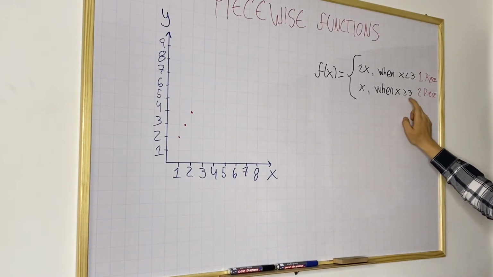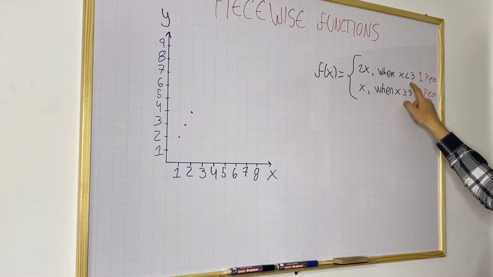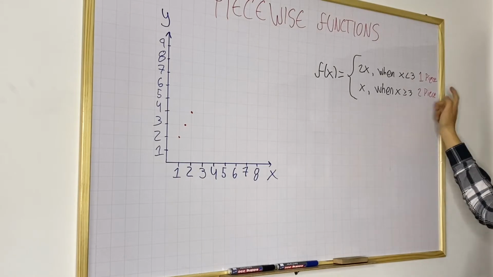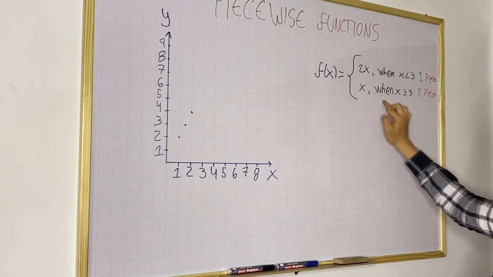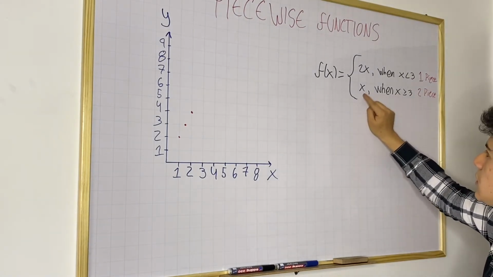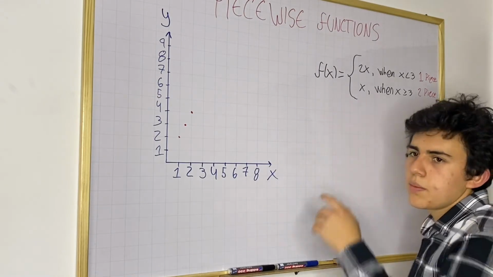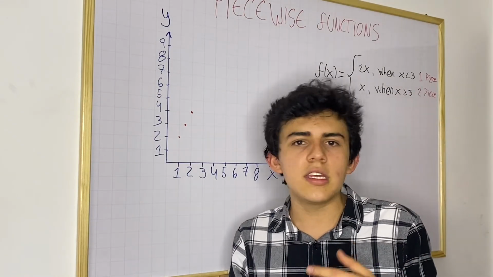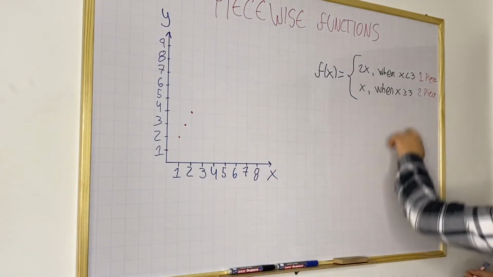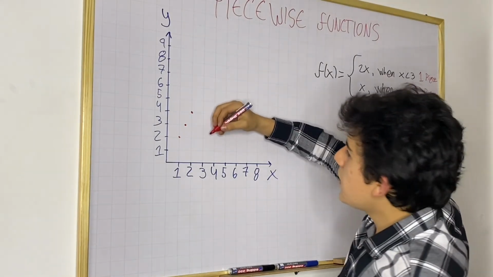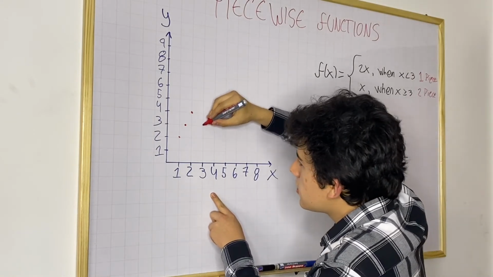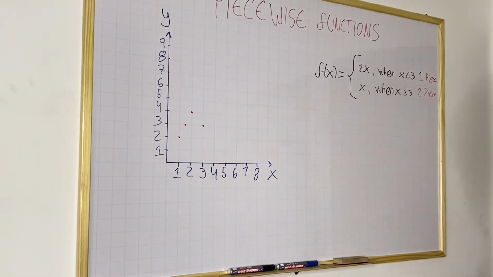Since 3 is not smaller than 3, we will not use this condition or piece anymore. What we're going to do is follow this one, because that x value, 3, satisfies this condition, and therefore we use this function. This function is simply your input equals your output. You plug in an x number, you get the same x number out. So let's say we plug in 3. We're not going to multiply by 2, we're just going to leave it the same. So 3 as an input gives us 3 as an output.